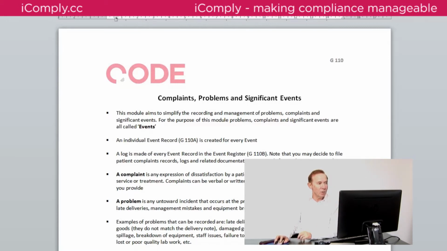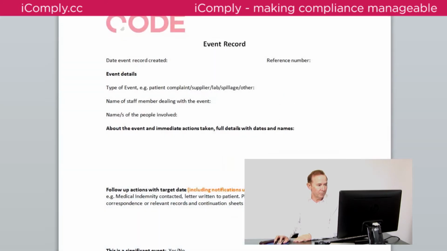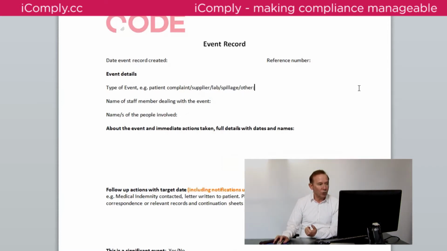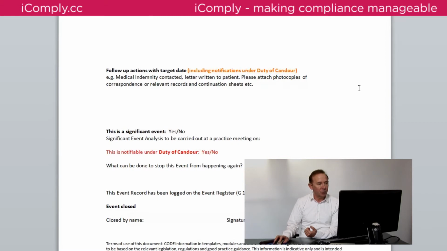If I go back to my templates in iComply, I then have what's called an event record. Let's look at the event record. Now this is a record that we make for every complaint, every significant event. And it's a very simple record. We write about the event detail, what it was. So it could be a complaint or supplier problem, it could be a spillage, it could be a significant event. We say who's involved and the actions taken.